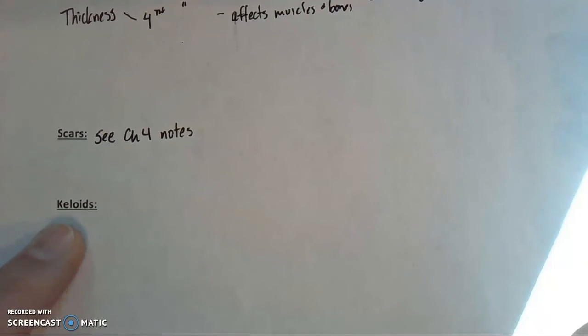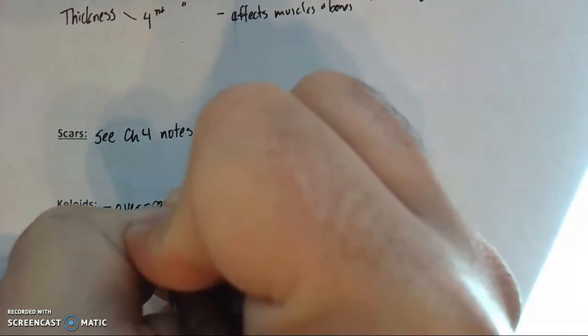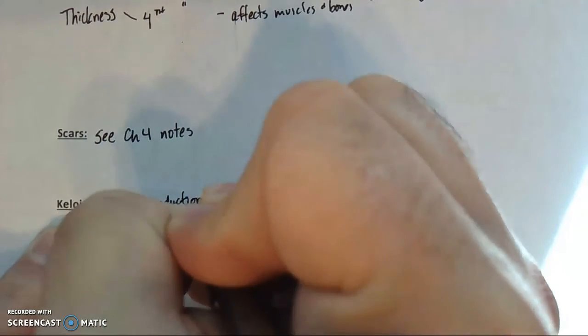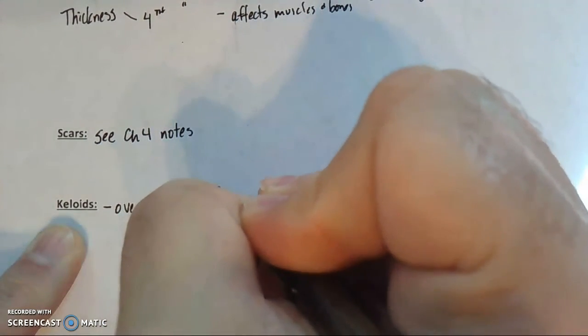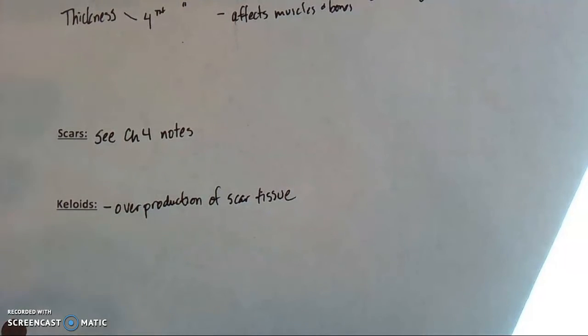But keloids are an overproduction of scar tissue. And this affects some people that they get these raised bumps if they had scars forming. And it looks a little bit weird. And I'll put up some pictures of keloids so you can see those.